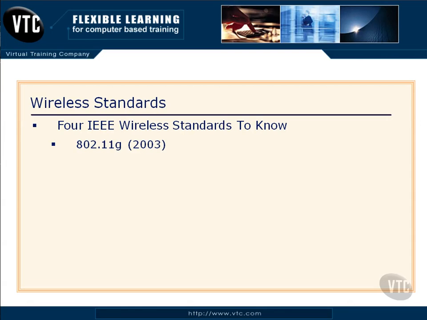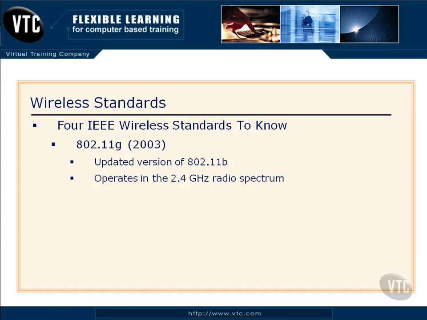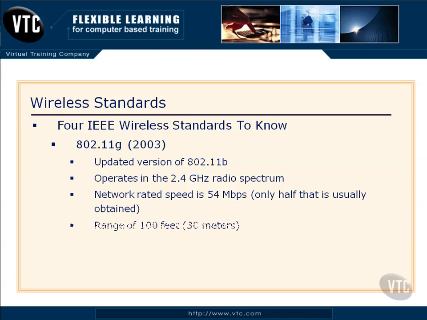Then 802.11g appeared in 2003, and this one was an updated version of 802.11b. It operates in the 2.4 gigahertz radio spectrum, and notice what happened to our speed here. The network rated speed on G is 54 megabits per second. Now again, only about half of that's usually obtained, but we were in the 2.4 gigahertz radio spectrum, and it was pretty clean, and the range was still 100 feet, 30 meters, but this one really started to feel pretty good.